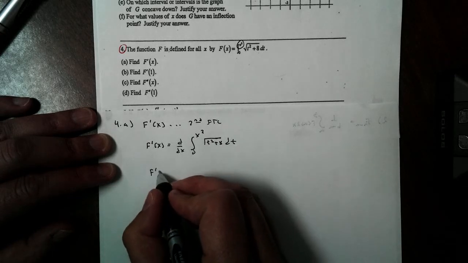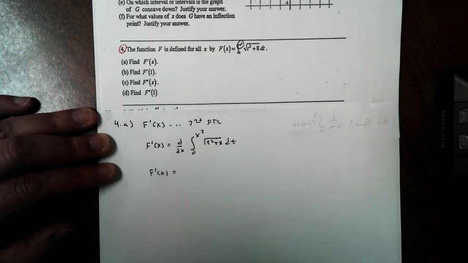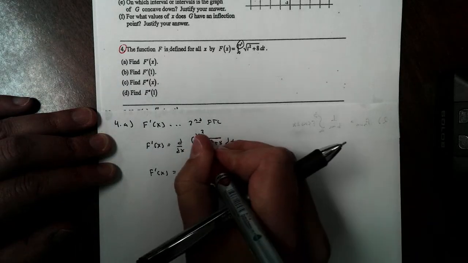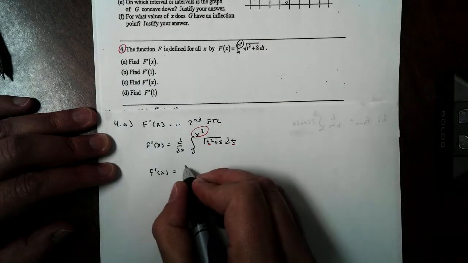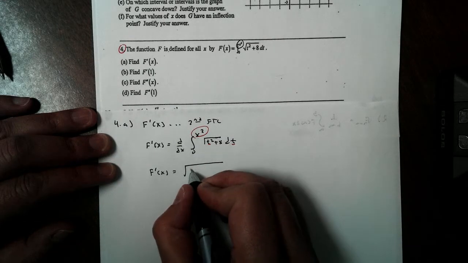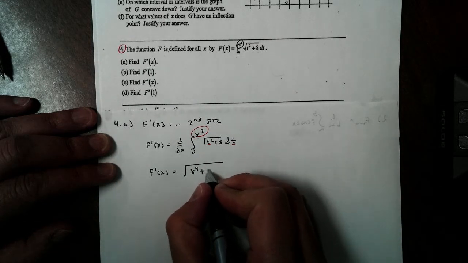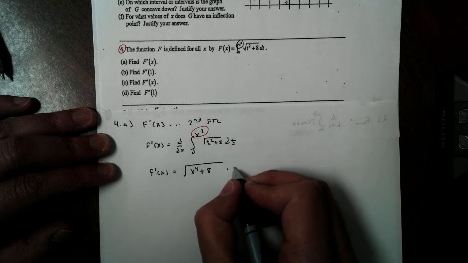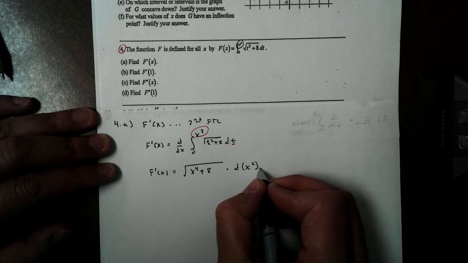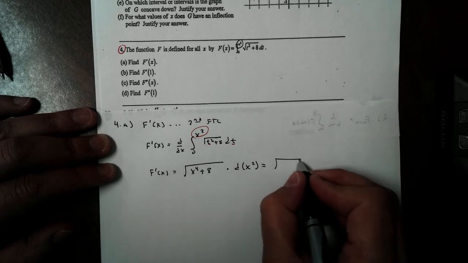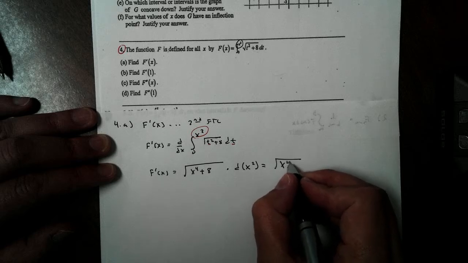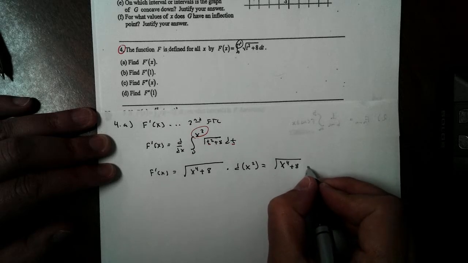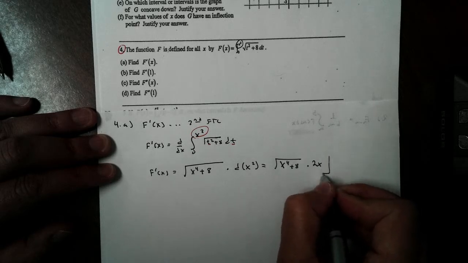And when we take the derivative, we're going to use our shortcut rule. Everywhere there's a t, we're going to replace it with x squared. So that's going to give me the square root of x to the 4th plus 8 times the derivative of x squared, which becomes the square root of x to the 4th plus 8 times 2x.